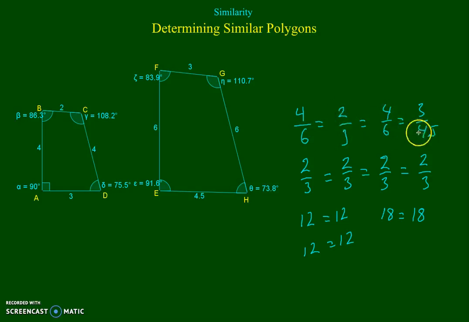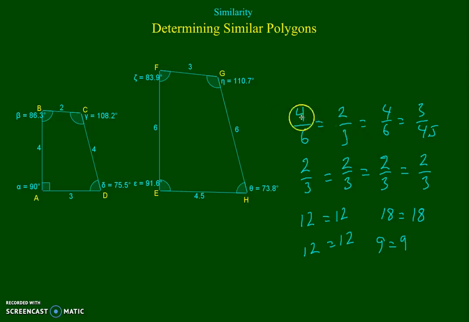I could also multiply these two together, and we would see 2 times 4.5 is 9, 3 times 3 is 9. So 9 equals 9. This and this are a true proportional. So that means all 4 sides are proportional. So the second thing we need to determine is if in fact all the corresponding angle measures are congruent.